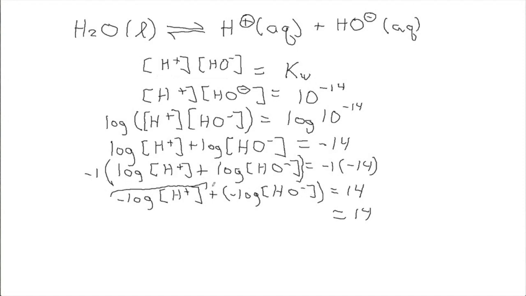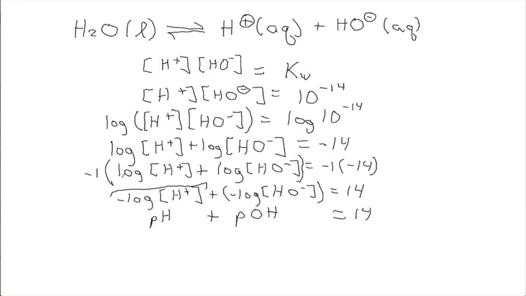Well, I hope you remembered that negative log of H is the pH, right? We saw earlier that the negative log of H plus is the pH. So now how could we simplify this term? Well, negative log of hydroxide is pOH.